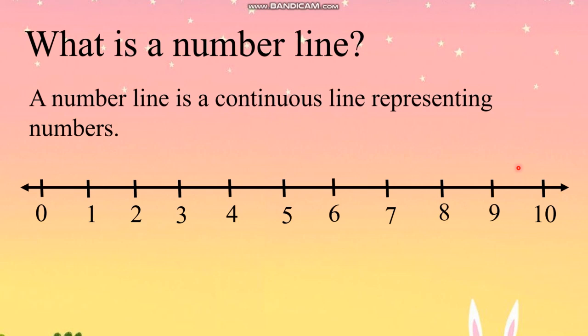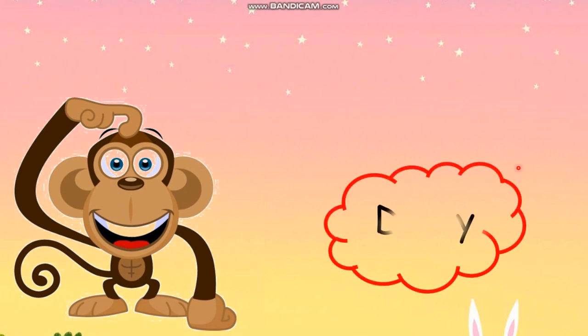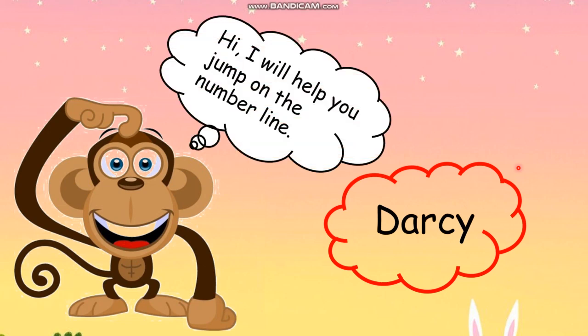For that, I want to introduce to you a character. Okay? Now, this is a funny monkey. His name is Darcy. What is his name? Darcy. Now, Darcy wants to tell us something. Darcy is saying, "Hi, I will help you jump on the number line." So Darcy is very happy. She wants to help you to jump on the number line. Yes, to add numbers, we have to jump on the number line. Let us see how we will do it.